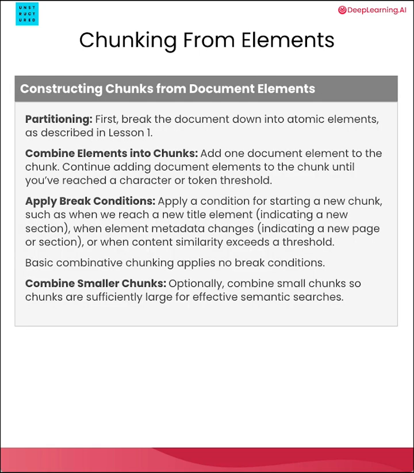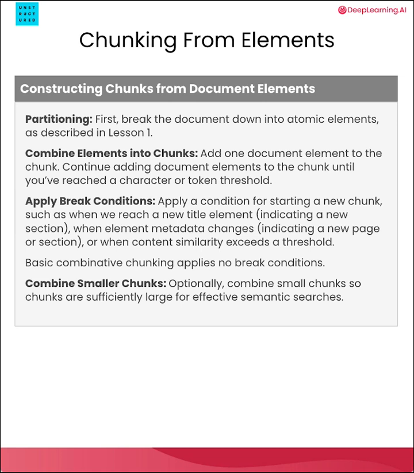So what does it mean to chunk by elements? Conceptually, you're doing something different here than you would with traditional chunking techniques. With traditional chunking techniques, you're taking a big document and you're splitting it up. When you're chunking from elements, you're first splitting the document into atomic document elements, and then you're combining those elements into chunks. So what does this look like? First, you partition the document like you've already learned. Once you've partitioned the document, you have individual document elements like titles, narrative text, and lists that you can use as the basis for your chunking operations.